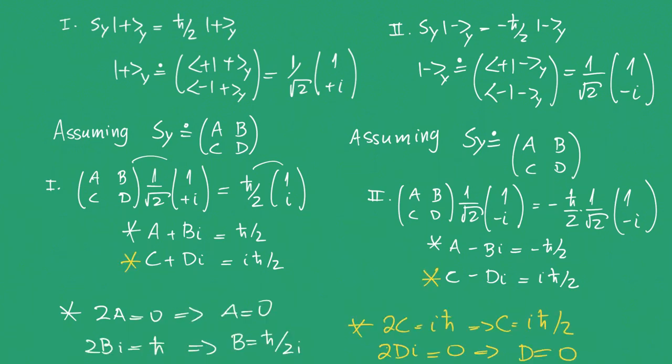As before, now that we have the coefficients, the entries of our matrix A, B, C, and D, we're ready to write down the Sy matrix representation. So this is our matrix representation for the operator Sy in the Sz basis.